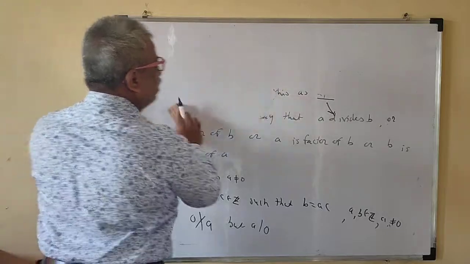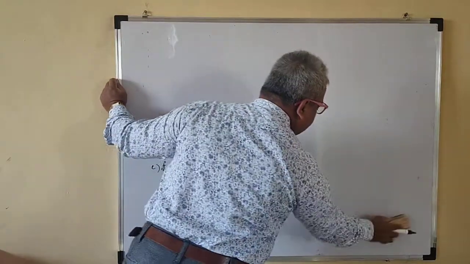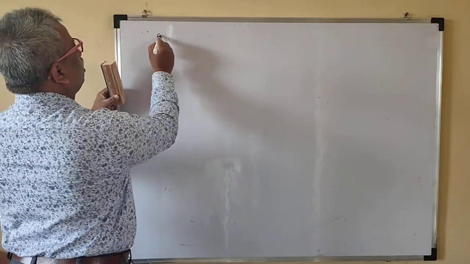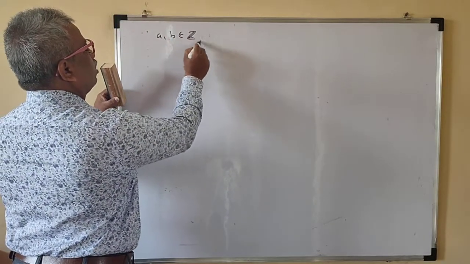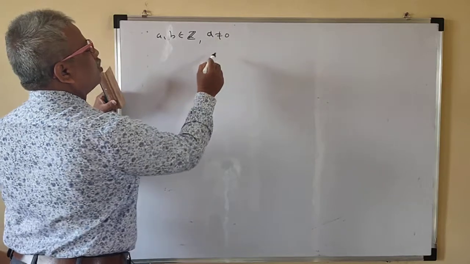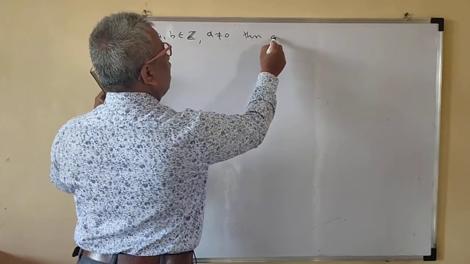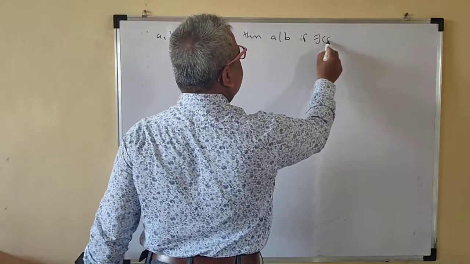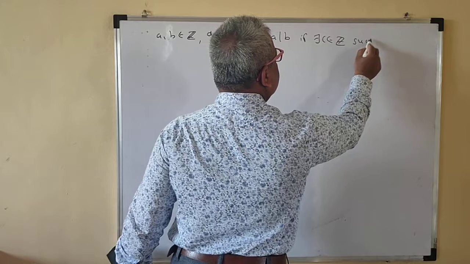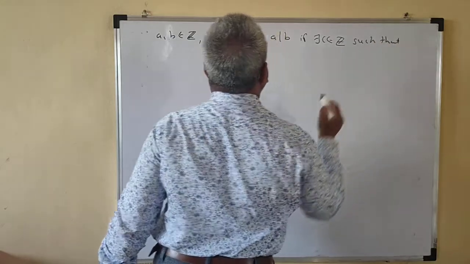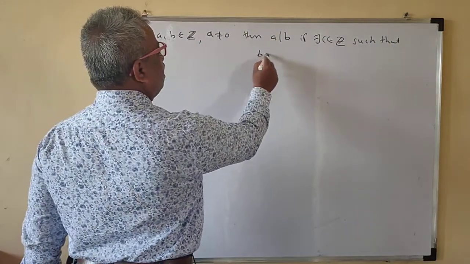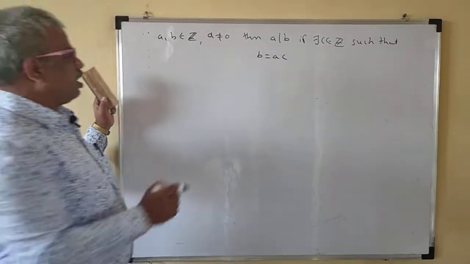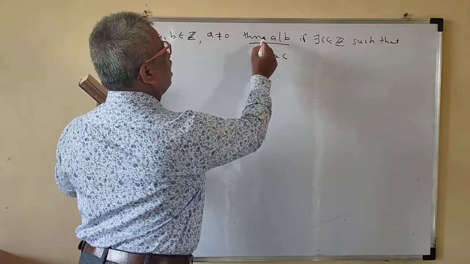So how can we define a divides b symbolically? a, b belong to Z, a is not equal to 0. This is important. Then a divides b if there exists c belonging to Z such that b is equal to ac. This is the symbolic representation of a divides b, and it is read as a divides b.